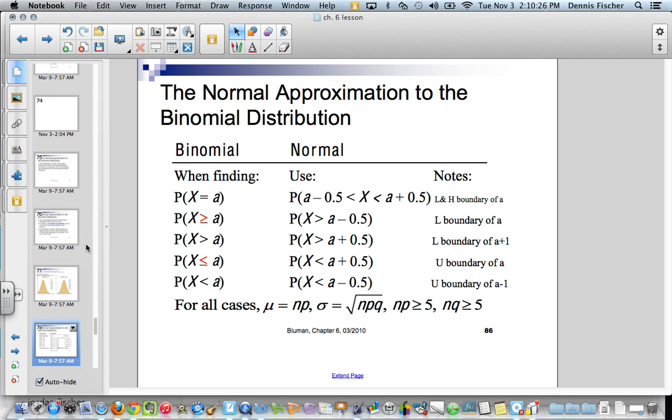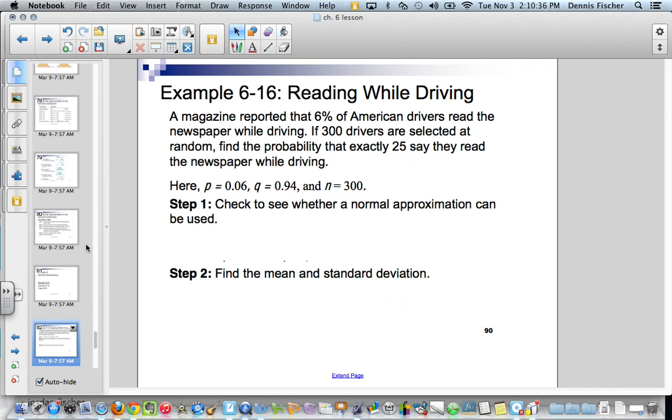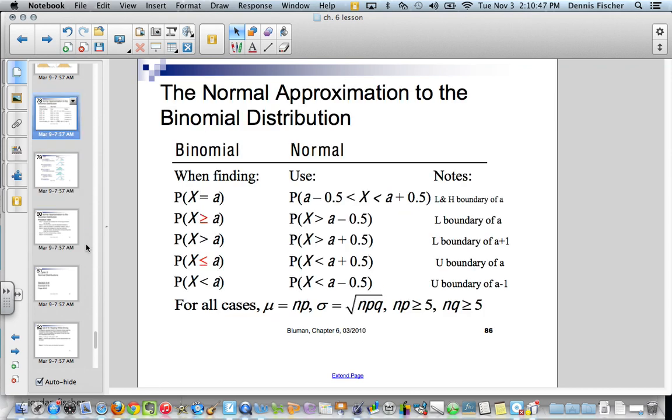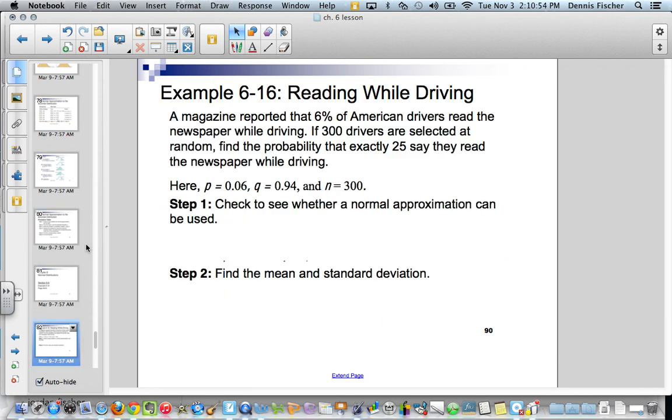So this is a really tricky part. I'm going to show you an example. It's easiest to show an example than to try to explain this as you go through. Let's start with this problem right here. A magazine reporter, I'm going to go back a couple slides first. Hang on. We know how to find mean and standard deviation, so we're good to go. Okay. So the first one, the magazine reporter says that 6% of American drivers read the newspaper while driving. Did you?